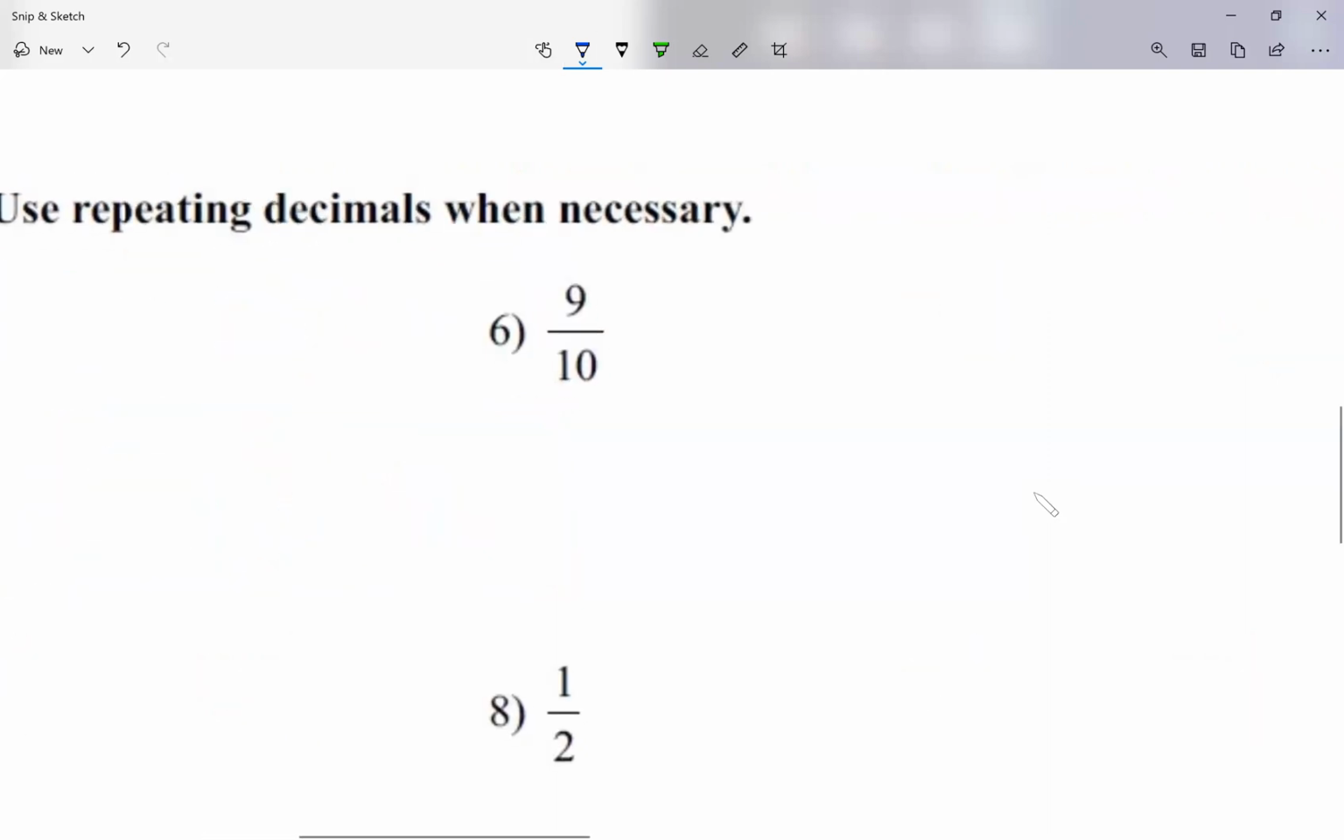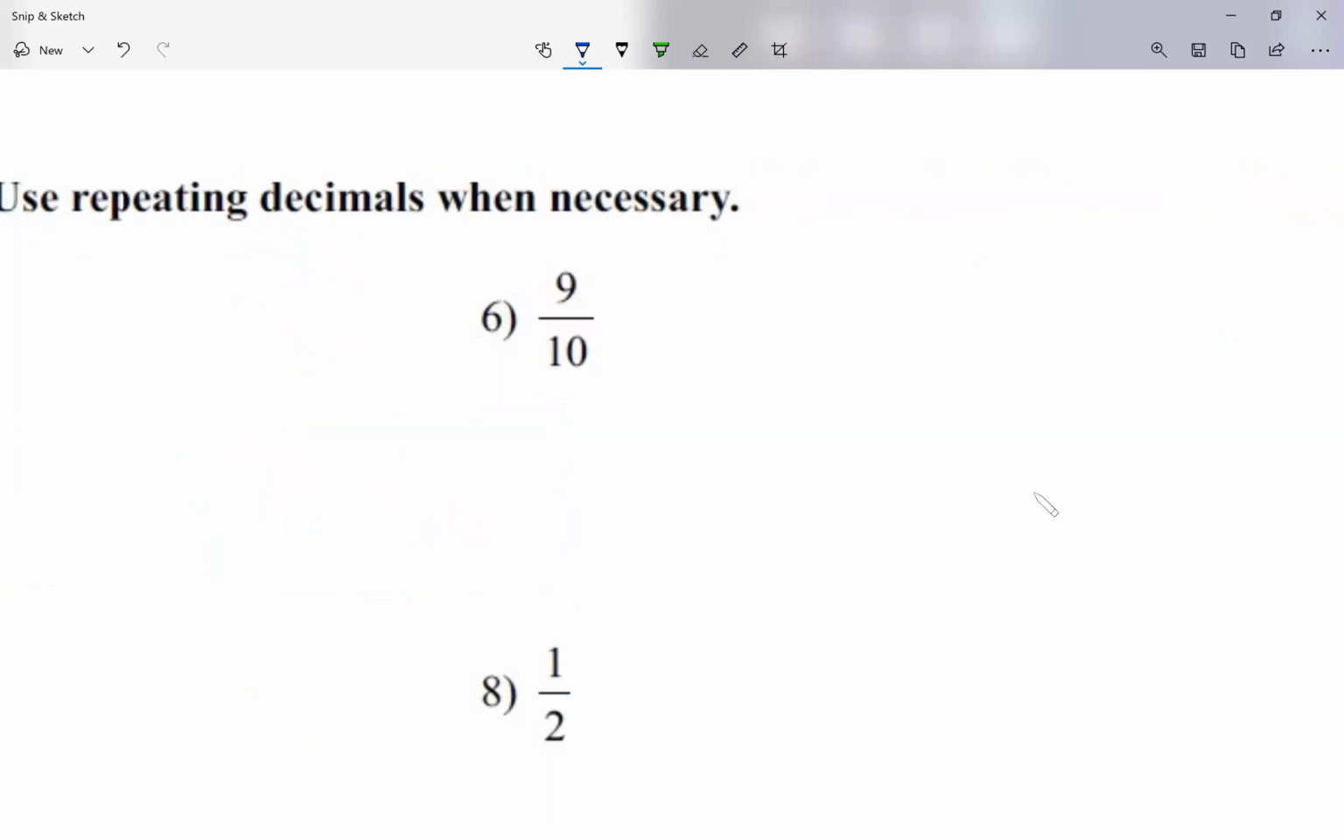Let's take a look at number 6. The denominator is already how I wanted, a 1 with zeros. So my answer, let me just write a 9 to begin with. And then, all right, only 1 decimal place, only 1 number after the decimal point, because 10 only has 1 zero. So my answer in this case is 0.9.